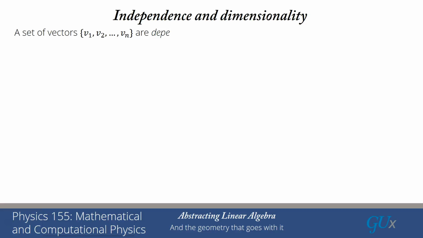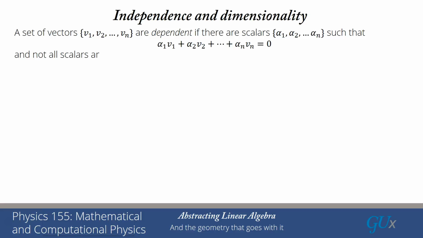Let's start off with a set of vectors v1 to vn. They're going to be dependent if there exist scalars alpha 1 to alpha n. Now remember, those will either be real or they'll be complex, such that alpha 1 times v1 plus alpha 2 times v2 all the way up to alpha n times vn is equal to 0, and not every scalar is equal to 0. So, of course, trivially, if every alpha is equal to 0, that sum is going to equal 0. The vectors will be dependent if there is some non-trivial solution to this, so some non-zero solution for the alphas, such that that summation is equal to 0.